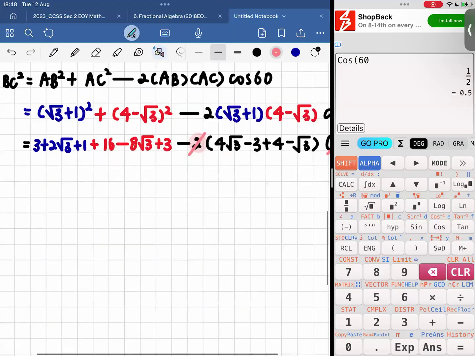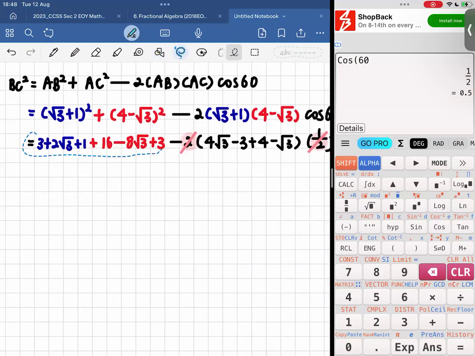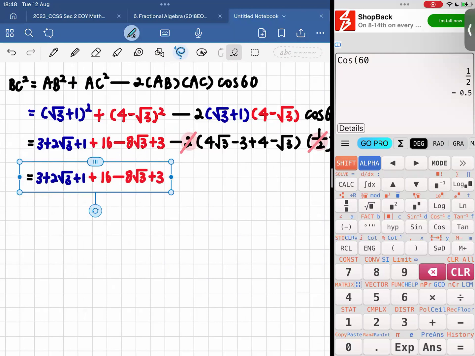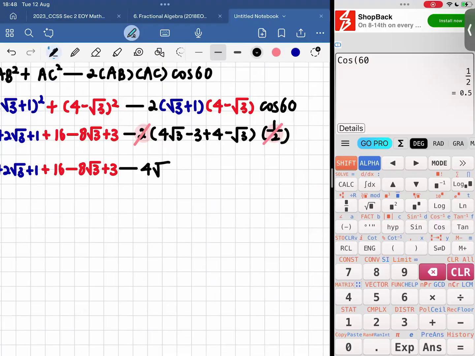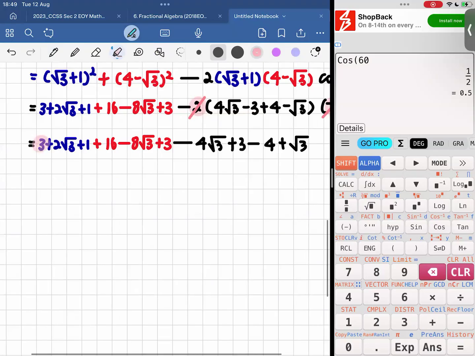Okay, now I just need to simplify. But I think I better open up the bracket first because the signs will all change, right? So this one here is minus 4 root 3 minus 3. Minus 4 root 3. Okay, never mind. Plus 3 minus 4 plus root 3. Okay, now I'm going to simplify. Moment of truth. 3 plus 1 plus 16 plus 3 plus 3 minus 4. That's 22.